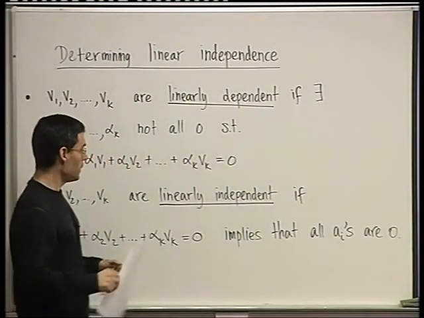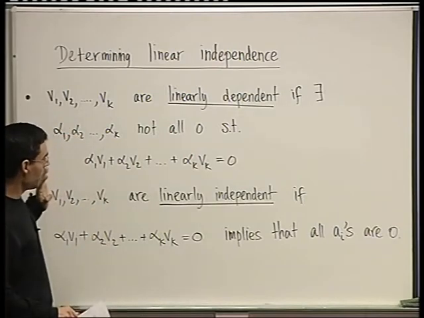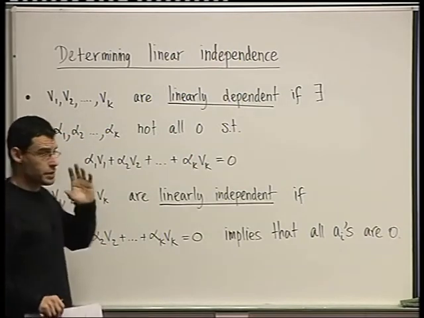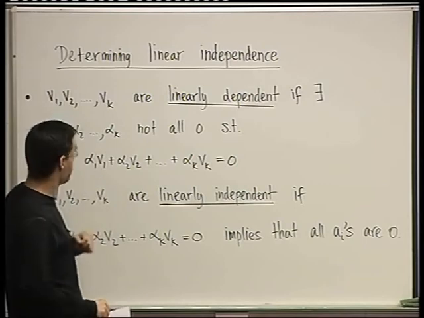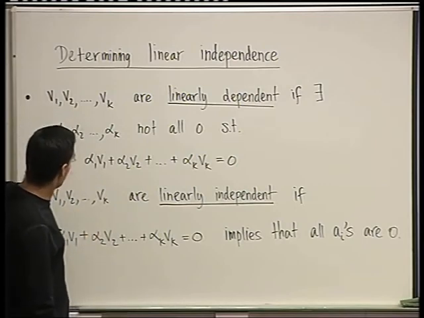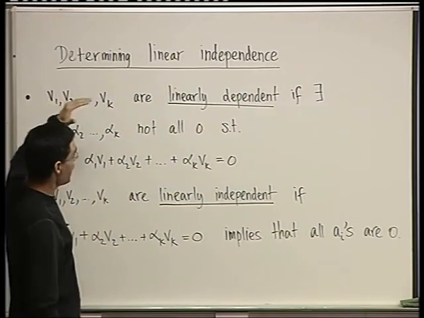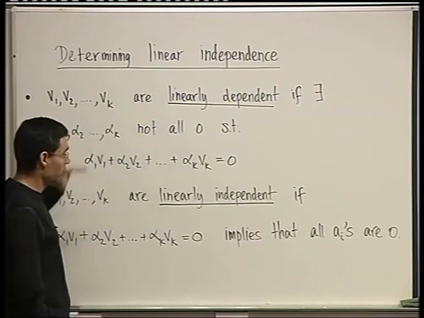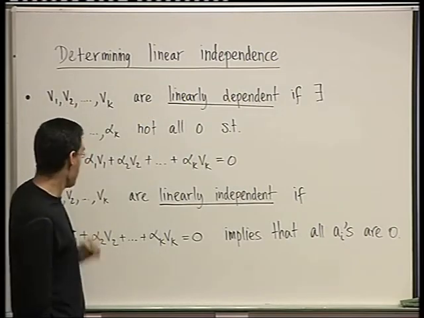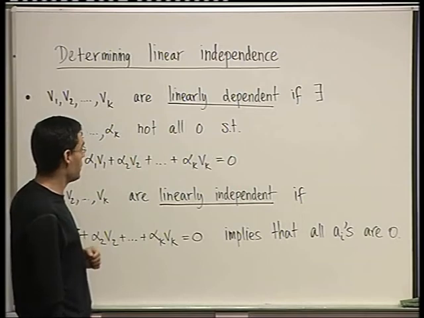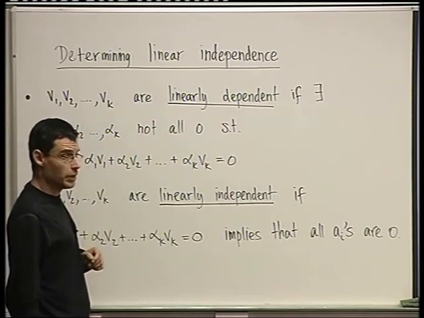Okay, so we want to see several distinct procedures which allow us to determine if a set of vectors is either linearly dependent or linearly independent. And there are going to be two different ways to do it. I just want to recall the definitions.